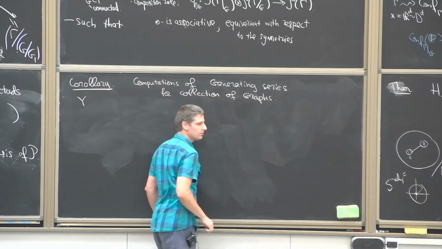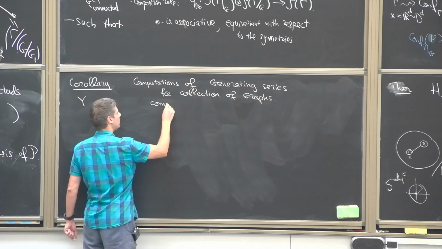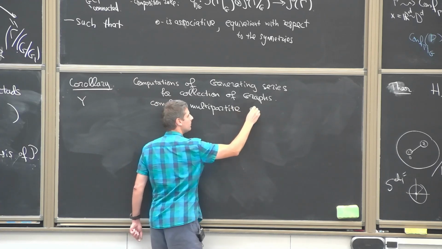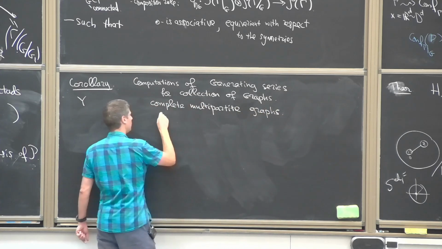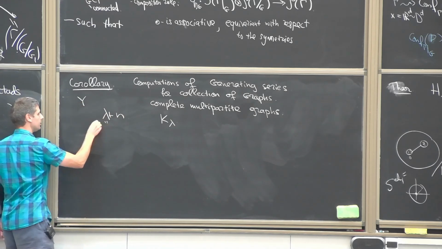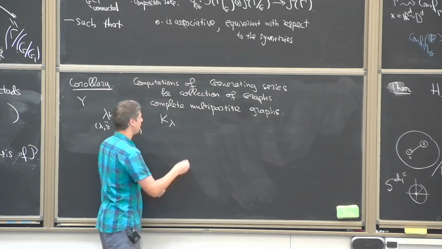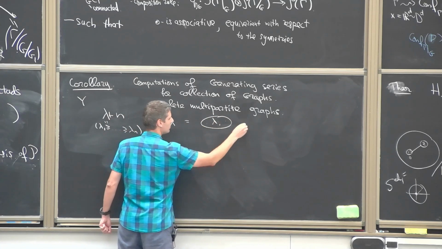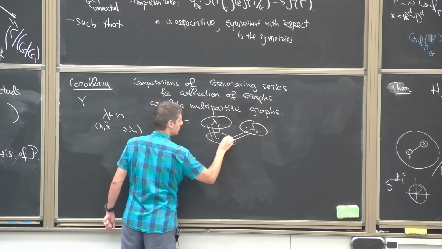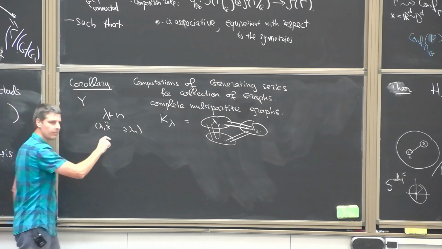Now, the main series which I want to advertise right now will be just complete multipartite graphs, which is called K lambda. Lambda is a partition. So this is the place where the representation theory is coming out. So K lambda is a graph which has lambda 1 points here, lambda 2 points here, and so on. And you have all edges between different groups, but inside each group you do not have an edge.